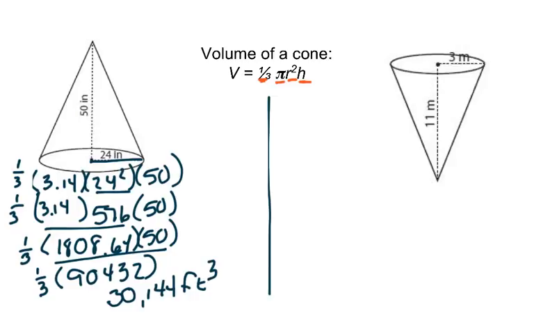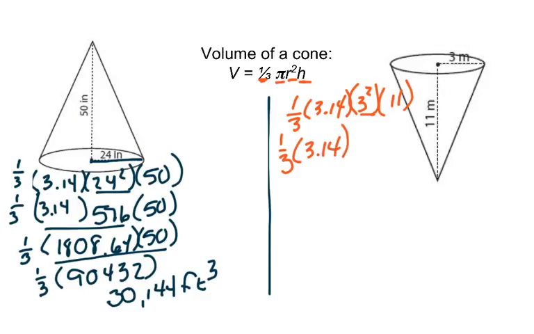Let's try one more. We're plugging everything in. 1/3 times 3.14 times 3 squared times 11. Okay, 3 squared. So 1/3 times 3.14 times 9 times 11.